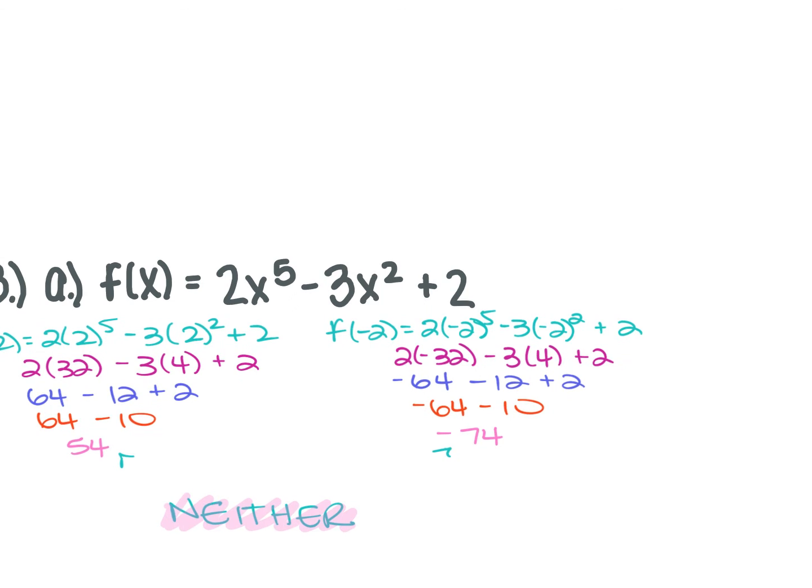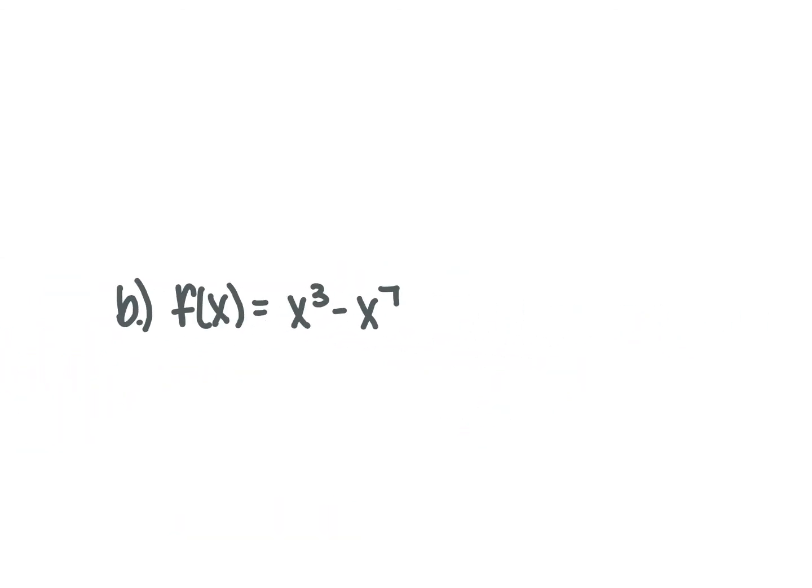For example B, we have f of x is equal to x cubed minus x to the 7th power. So again, we're going to use f of 2 and f of negative 2. For f of 2, that gives us 2 to the 3rd power minus 2 to the 7th power. That 2 to the 3rd power is 2 times 2, which is 4, times 2 is 8, minus 2 to the 7th power is 128. So 8 minus 128 is negative 120.